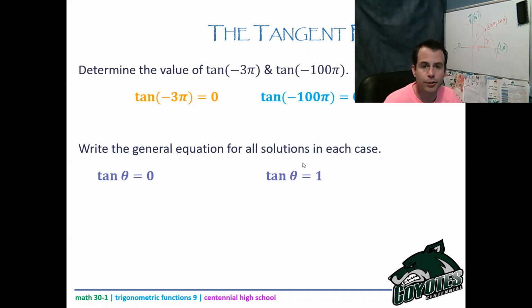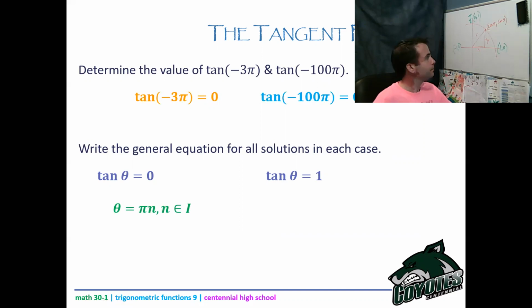So write the general equation for all solutions in each case. So tan of theta equals 0. Where does tan of theta equal 0? Well, that's what we just talked about. It's going to equal 0 here, and here, and here, and here, and here, and here. So it'll be 0 plus every multiple of pi after that. So when we do those general solutions, we say the first positive plus the period of repetition. In this case, the first positive is 0, so we don't actually need to say 0 plus something. We'll call that pi n, where n is a member of the integers.